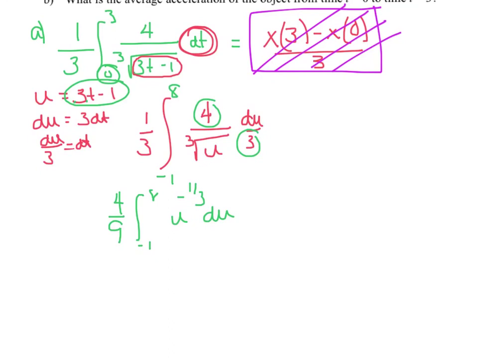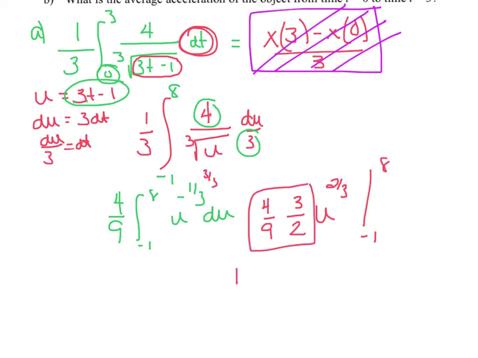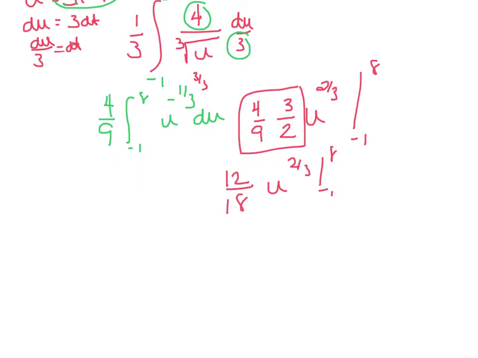Remember, we add 1 and divide by that. So if I add 3 over 3, I'm going to get u to the 2/3, divided by 2/3, or times 3 halves, from negative 1 to 8. And don't forget you have this 4/9 out front. So again, I'm going to multiply this junk out front to clean it up and say that's 12 over 18, u to the 2/3 from negative 1 to 8. Okay, some of us got sloppy. Make sure you're saying it's upper minus lower.